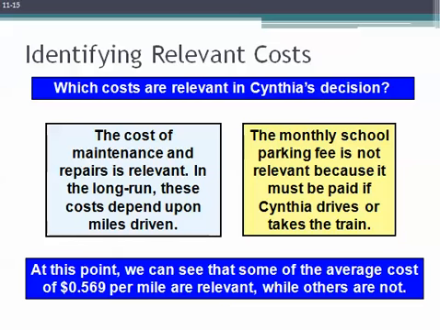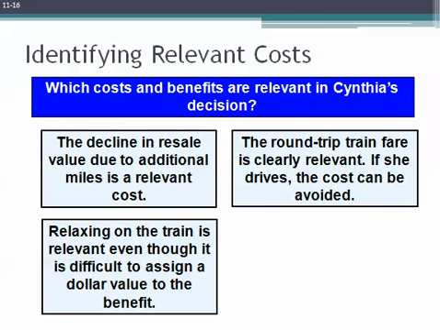So at this point, we can see some of the average cost of the 61 cents per mile are relevant, while others are not. So looking closer, we can see which are some other costs that are relevant. A decline in resale value of the cars due to miles driven, that's relevant to our decision. The round-trip train fare is clearly relevant because if we drive, we don't pay the train fare.